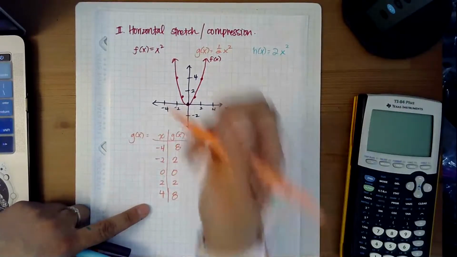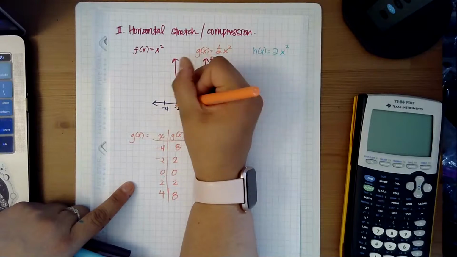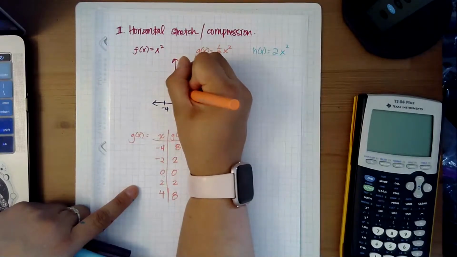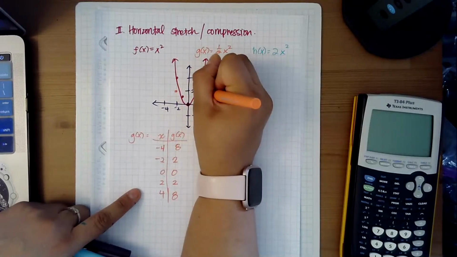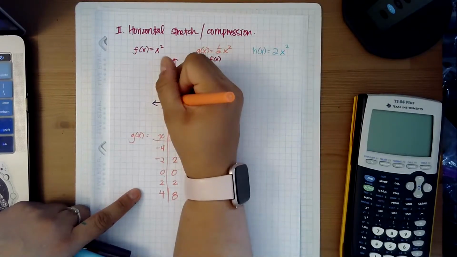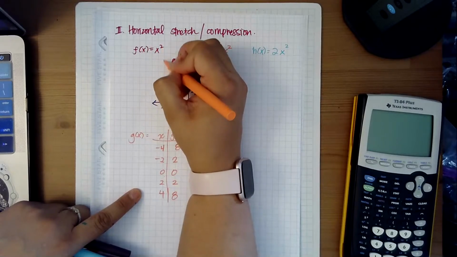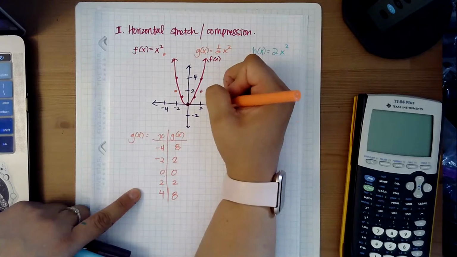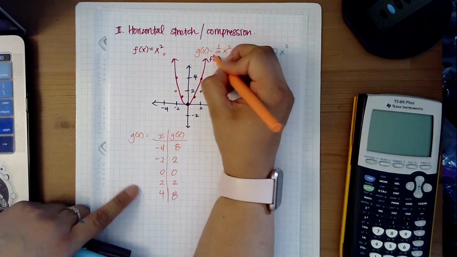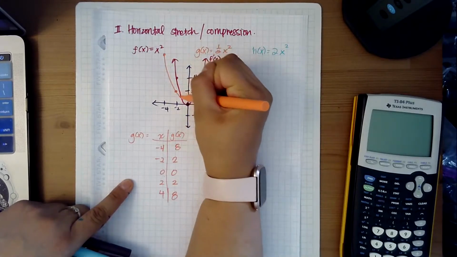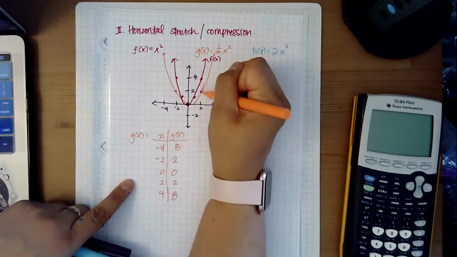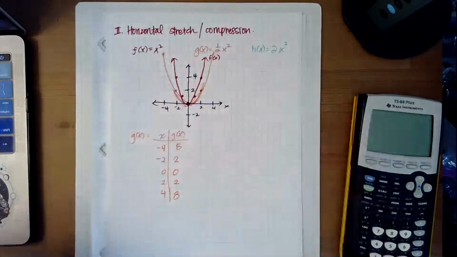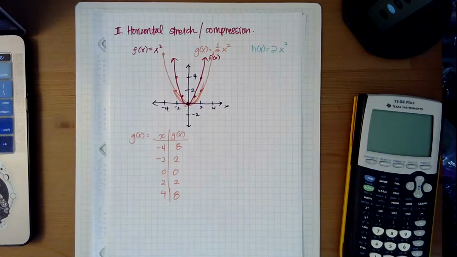So let's see what we get. I have -2, 2. 0, 0, 2, 2. And then I have -4, 8. 4, 6, 8 right here. And 2, 4, 6, 8 right here. So notice my parabola widened up. It widened up, okay? Now let's look at the other one.